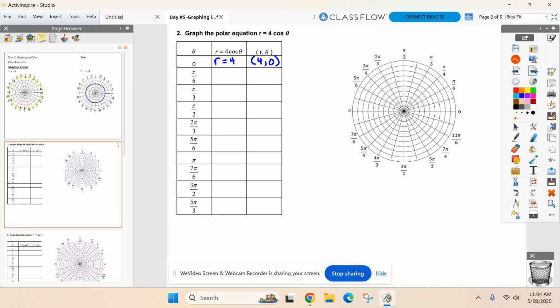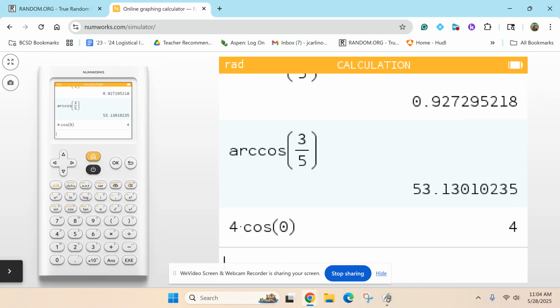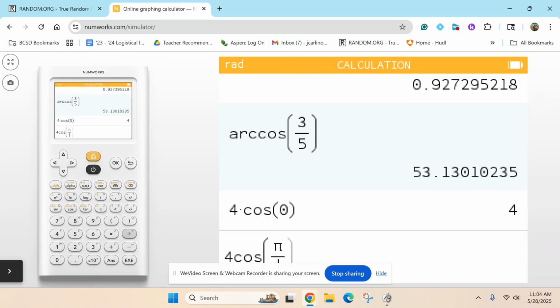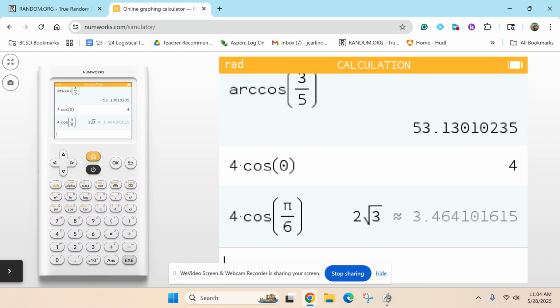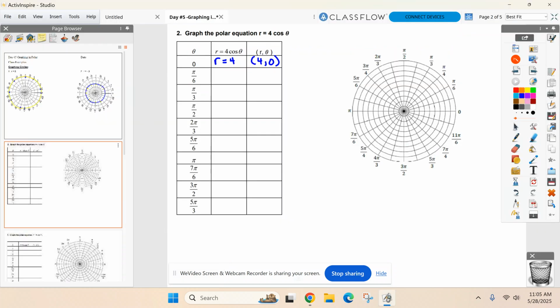Now you're going to do 4 cosine pi over 6. All right, I probably just put like 3.5. You don't need to write out the whole thing. 3.5, so you're in the ballpark. So that's going to be 3.5 comma pi over 6. I don't think I need to keep holding your hand here now. Go ahead and fill in the table, and then we'll graph it together.